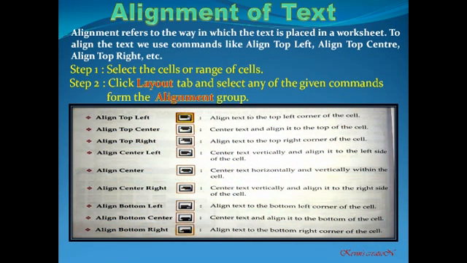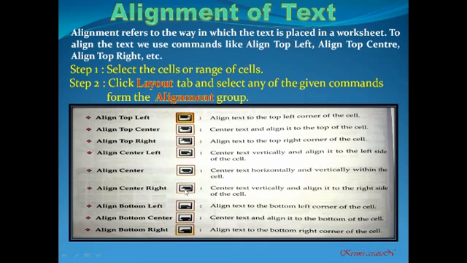There are 9 commands, and these 9 commands are align top left. So look at this. Suppose this is the cell and here is your text. When you say align top left, the text will be aligned to the top left side. When you say align top center, then it goes in the center at the top of the cell. Align top right means it goes to the right corner at the top. Same way align center left, so the text will be in the center of the cell but towards the left side. Align center means it will be exactly in the center of the cell.